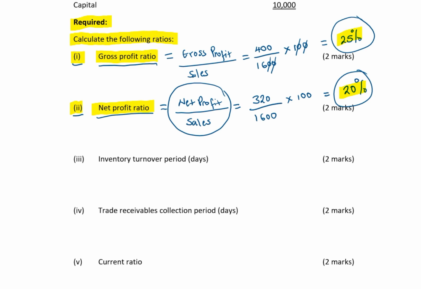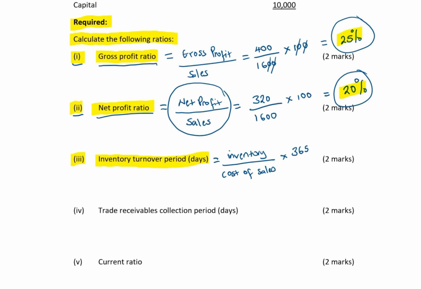Let's move on and now look at number 3, inventory turnover period. The formula for inventory turnover period is inventory divided by cost of sales, multiplied by 365. The answer for this should be in days.